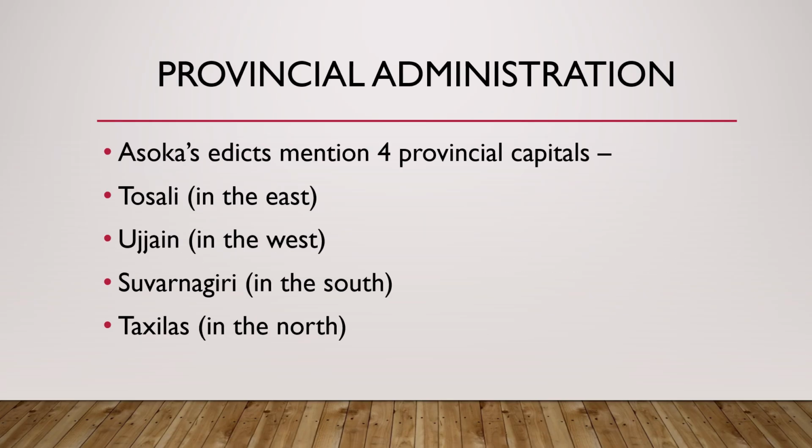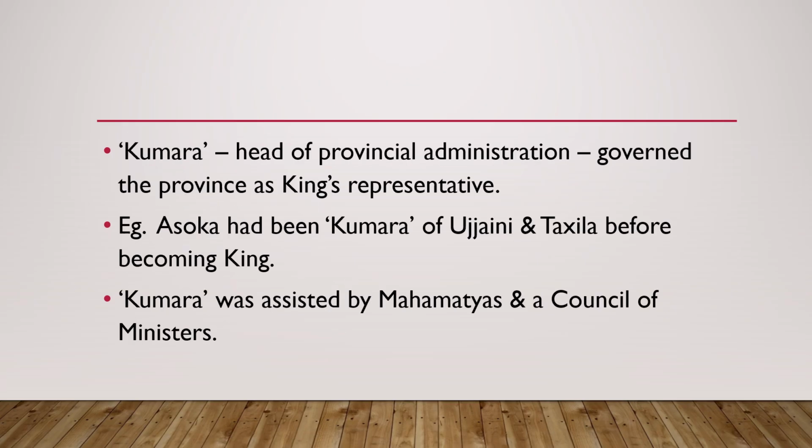Now we come to the provincial administration. From Ashokan edicts, we get the names of four provincial capitals: Tosali in the east, Ujjain in the west, Suvarnagiri in the south, and Takshila in the north. The head of the provincial administration was the Kumar or royal prince, who used to govern the province as the king's representative. For example, Ashoka had been the Kumar of Ujjaini and Takshila before becoming the king.